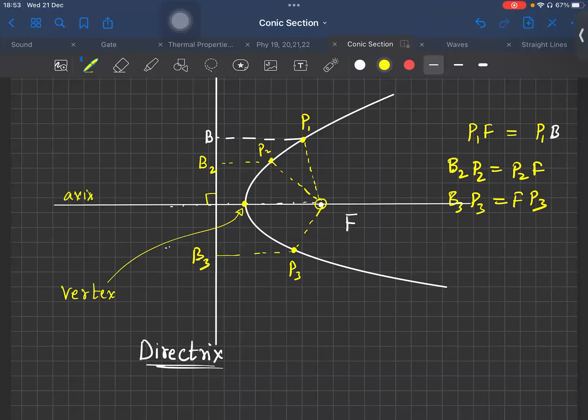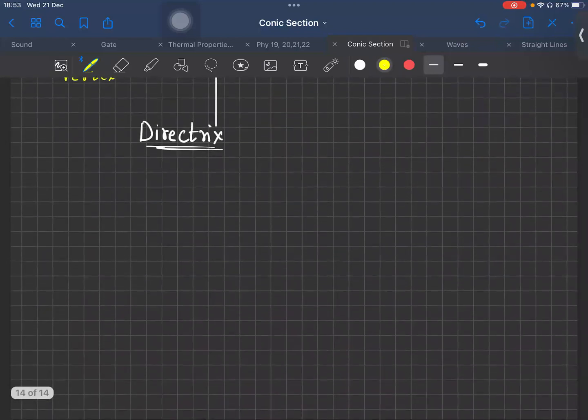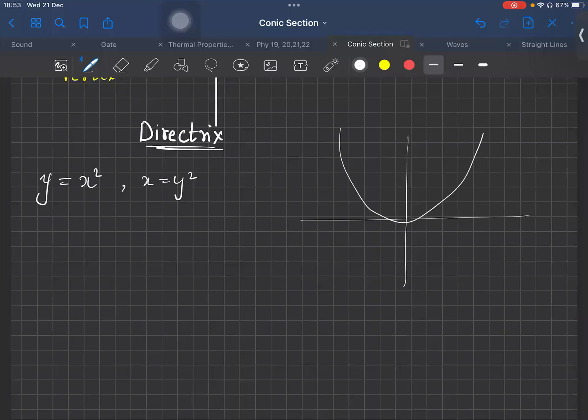Yes or no? Now, have you ever seen any other parabolic curve? Can you name a curve? Or before we go further, can you draw this curve, y is equal to x square? How does it look? Is this a parabola or not? Yes, sir. And what about x is equal to y square? If this is y and this is x, this is y is equal to x square. How will you draw x is equal to y square?